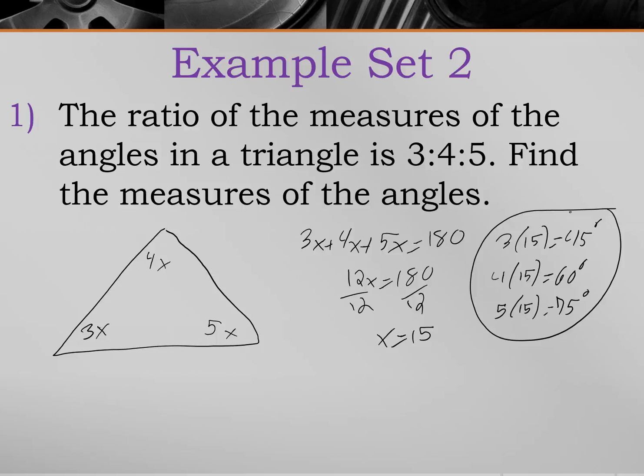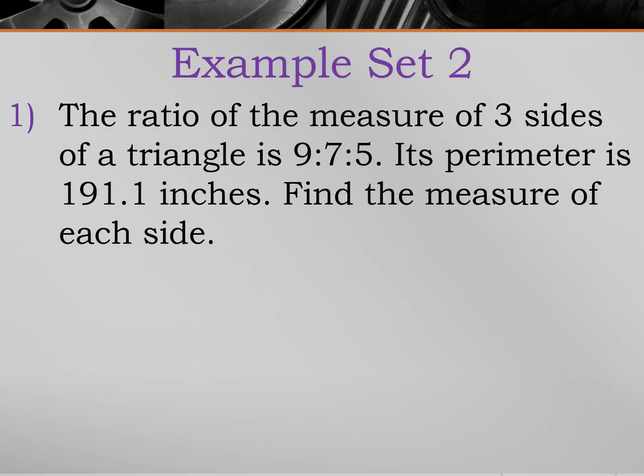We can use the same concept with measures of the angles of triangles or any other polygon, quite honestly, to deal with the concept of perimeter. So the ratio of the measure of the three sides of a triangle is 9 to 7 to 5. We're told its perimeter is 191.1 inches. We're going to find the measure of each side. So again, it is helpful to draw our triangle. 9, 7, and 5 would all be the correct side lengths for the correct ratio. The problem is they're not the correct side lengths for the correct perimeter.